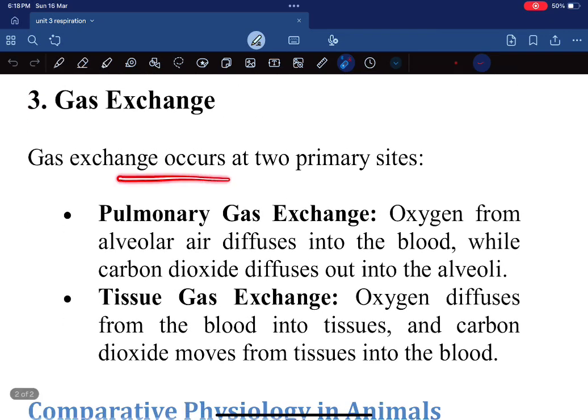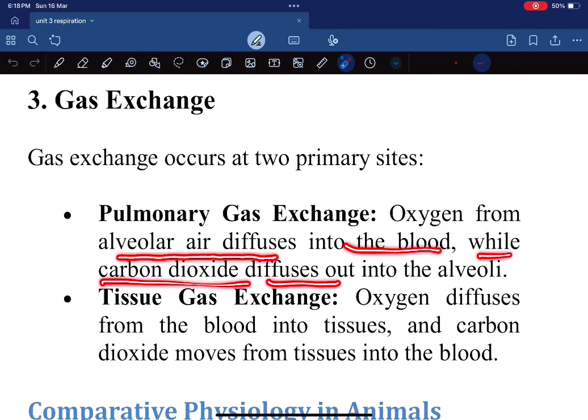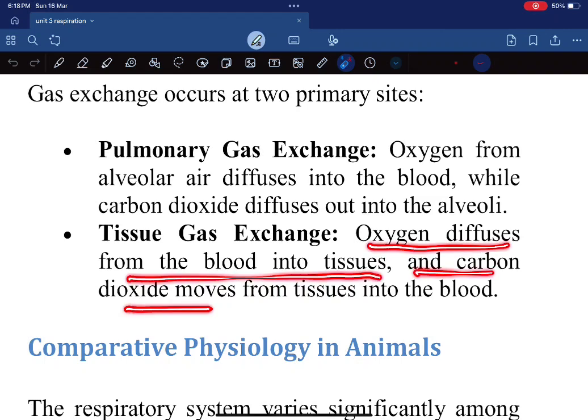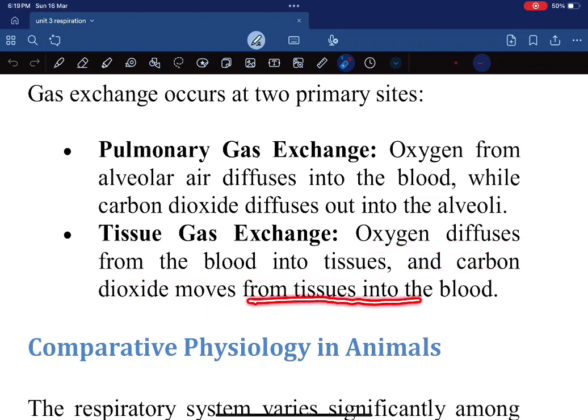Gas exchange. Gas exchange occurs at two primary sites: pulmonary gas exchange and tissue gas exchange. First, pulmonary gas exchange: oxygen from alveolar air diffuses into the blood while carbon dioxide diffuses out into the alveoli. Second, tissue gas exchange: oxygen diffuses from the blood into tissue and carbon dioxide moves from tissue into the blood.